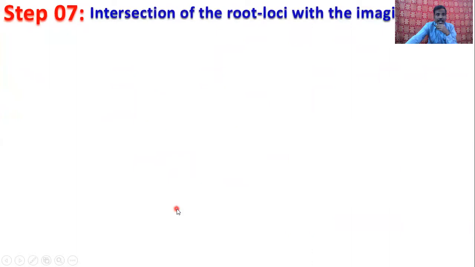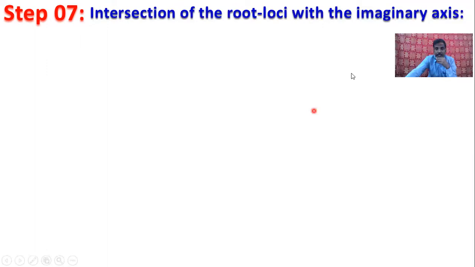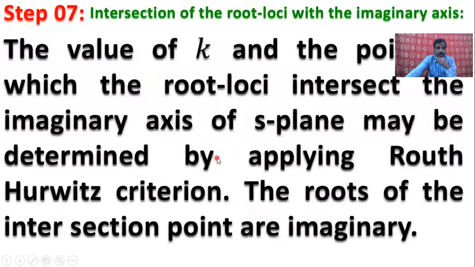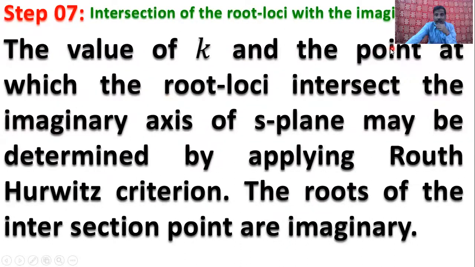Then step number 7, the intersection point of the root locus with the imaginary axis. This is also a very important definition. The value of k and the point at which the root loci intersect the imaginary axis of the s plane may be determined by applying the Routh-Hurwitz criterion. That means, how do we find the imaginary intersection point? Just calculate the Routh table and determine the imaginary intersection point. This is very important for the imaginary intersection point calculation.